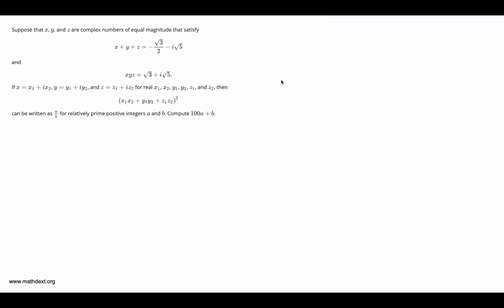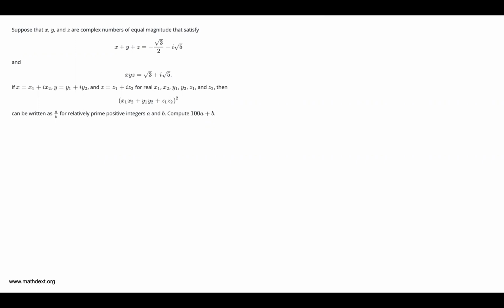Hello, everybody. Today we will be solving problem 7 from the Algebra and Number Theory round of HMMT 2021. The problem reads: suppose that x, y, and z are complex numbers of equal magnitude that satisfy x plus y plus z is equal to negative root 3 over 2 minus i root 5, and xyz is equal to square root of 3 plus i root 5.